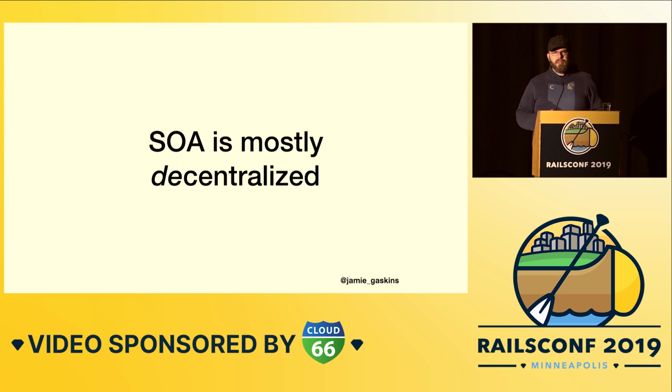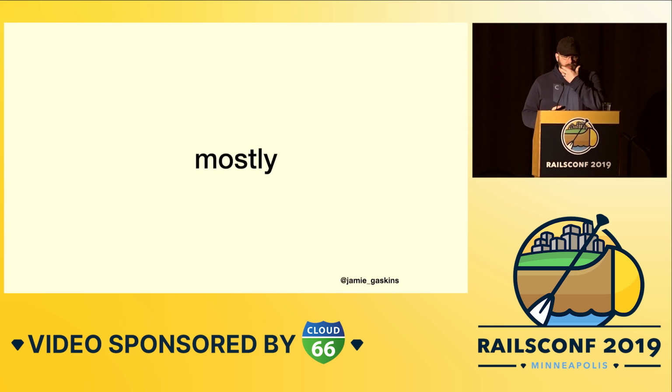Whereas service-oriented architectures are mostly decentralized. And I say mostly because there are a few particular components that nearly every service will need to talk to. In most Rails apps, we have a few of what are known as God objects. And usually these are things like your user model and whatever other model in your app that your business revolves around, such as products or orders for an e-commerce application.